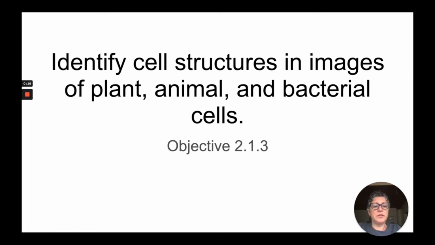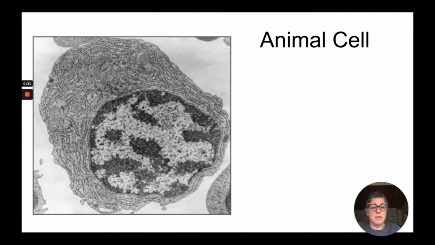This video covers the IGCSE Biology Objective 2.1.3 on the 2025 CAIE syllabus to identify cell structures in images of plant, animal, and bacteria cells. So let's first take a look at an animal cell as it would look under an electron microscope. There are some visible structures that you should be able to identify.